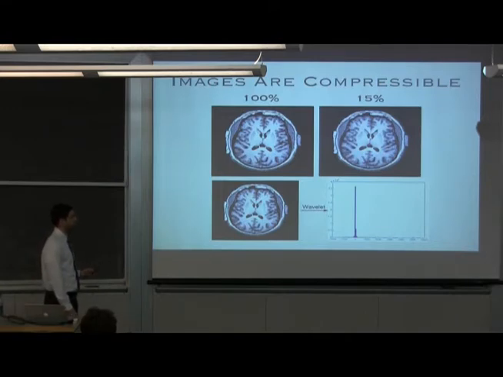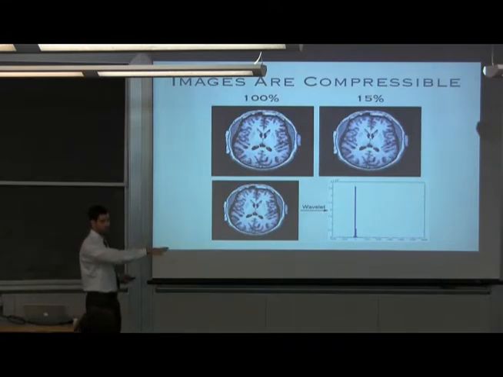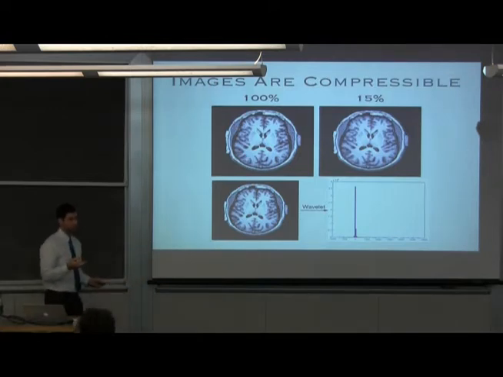This is just a simple MRI brain image. I took the wavelet transform, and I threw away 85% of the information. I just threw out 85% of the coefficients, and I reconstructed it using the largest 15% of the coefficients. And you can see that visually, the two reconstructions are almost indistinguishable.